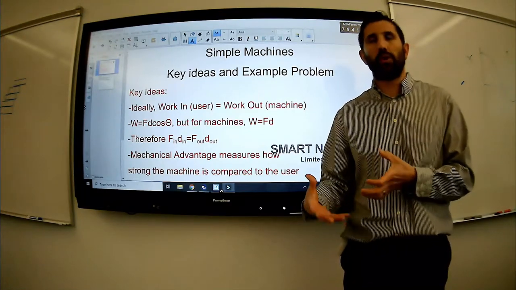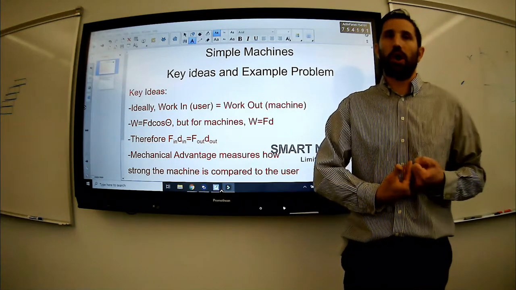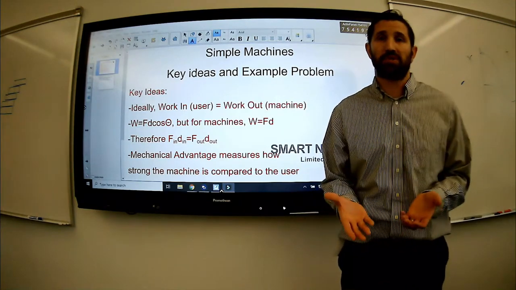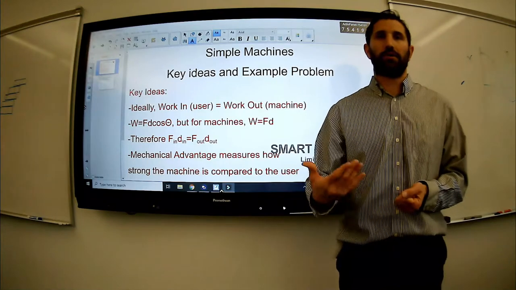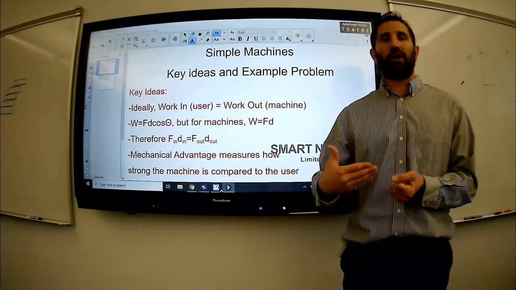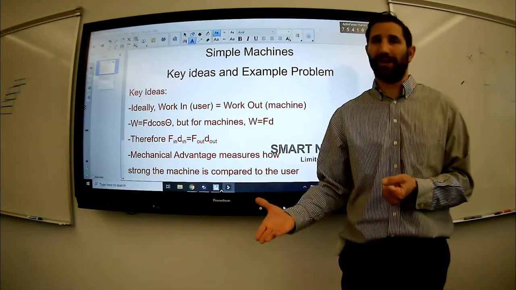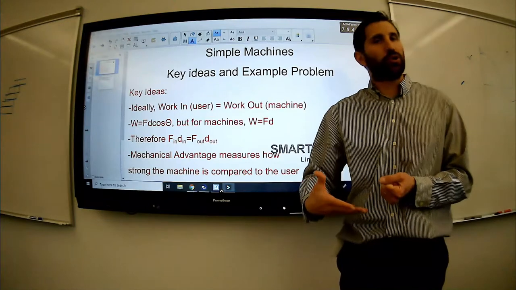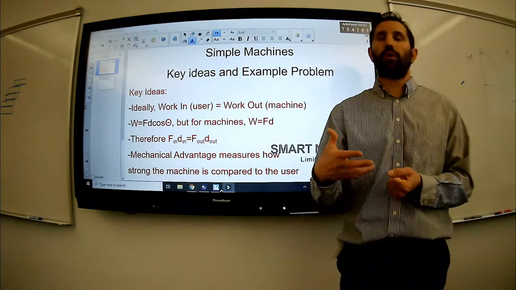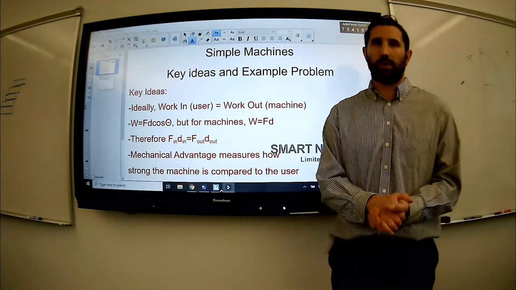So the amount of work that the machine does and the amount of work that you do are essentially, ideally, going to be the same. Now, in reality, all machines encounter friction. And so the amount of work that you put into the machine and the amount of work that you get out are not exactly the same. But they're usually close enough that we can assume that they are basically the same. And sometimes we'll talk about when they're not.